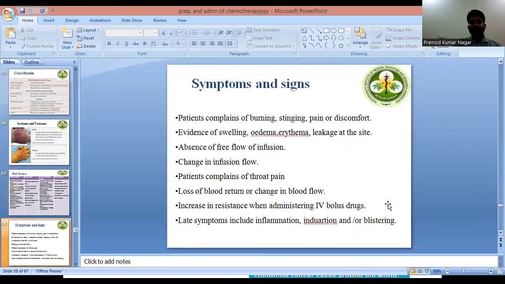Signs and symptoms of extravasation: patient complains of burning, tingling, pain or discomfort, evidence of swelling, edema, erythema, and leaking at the site, absence of free flow of infusion, change in infusion flow, patient complains of throat pain, loss of blood return, or change in the blood flow. If you see these symptoms in your clinical area, then immediately inform your senior staff, the resident or the physician.